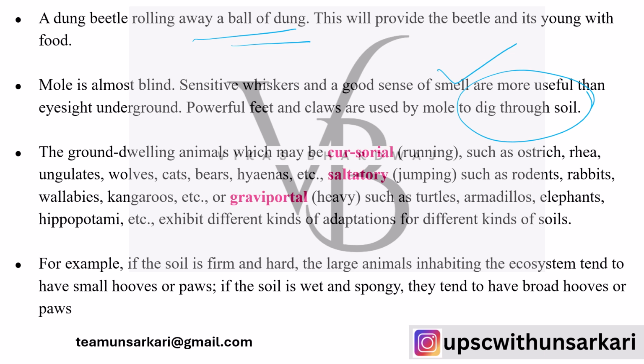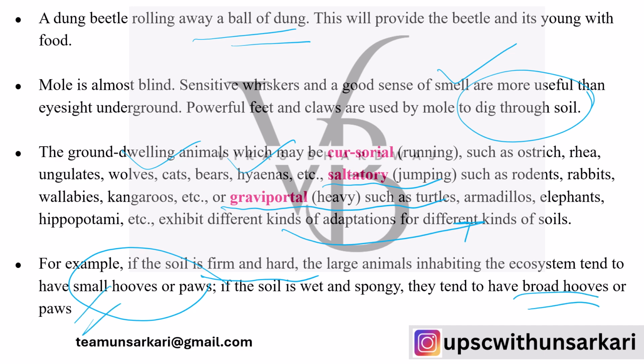The ground dwelling animals such as you can say cursorial, those who are running such as ostrich, wolves, cat, bears, hyenas, and then another term is saltatory, those who are jumping like rodents, rabbits, wallabies, kangaroos, or you can say graviportal, which are heavy such as turtles, elephants, hippopotamus, and so on. They are exhibiting different kind of adaptation in different kind of soils. For example, if the soil is firm and hard, large animals tend to have small hooves or paws. If the soil is wet and spongy, they will have broad hooves and paws in that context.